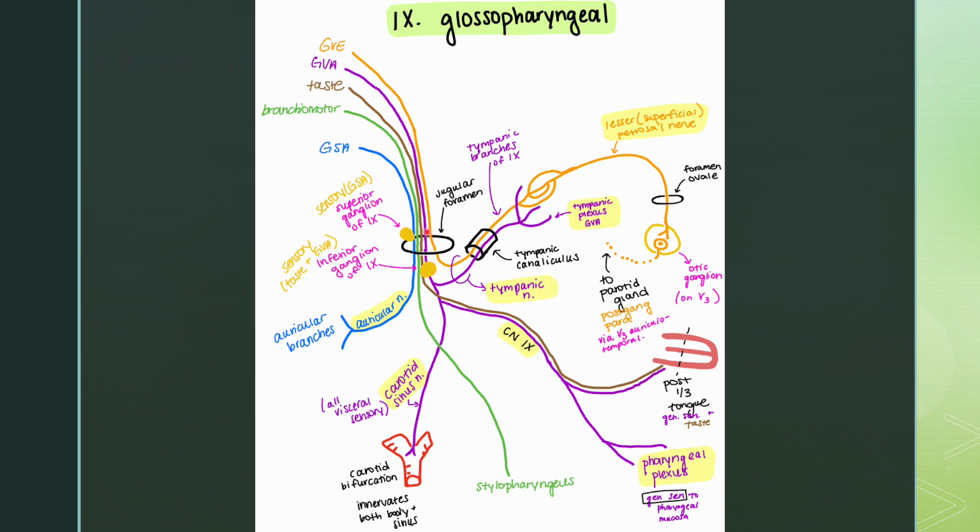The first thing that happens once it goes through the jugular foramen is you have a branch off called the tympanic nerve, and that travels up through the tympanic canaliculus and comes out the other side. And what is making up that tympanic nerve is visceral motor and visceral sensory. So this is just completely visceral. This is completely not somatic.